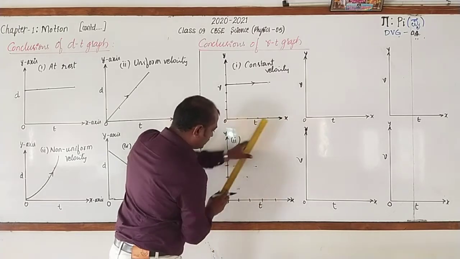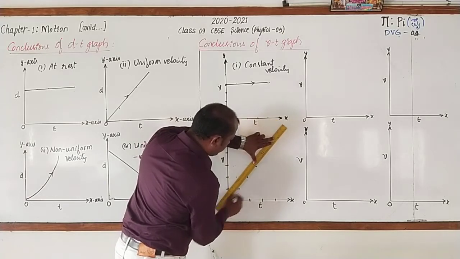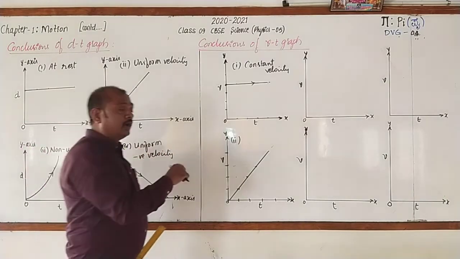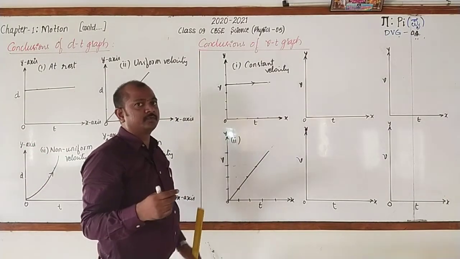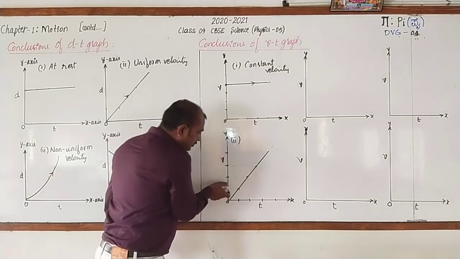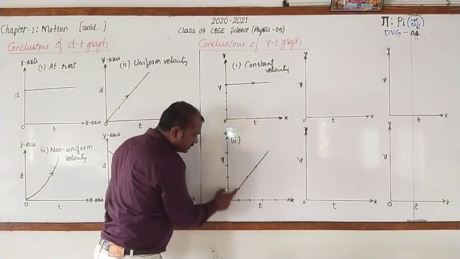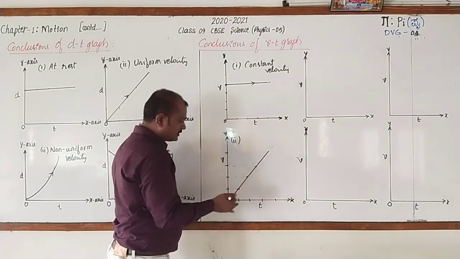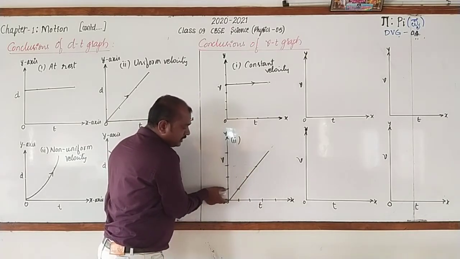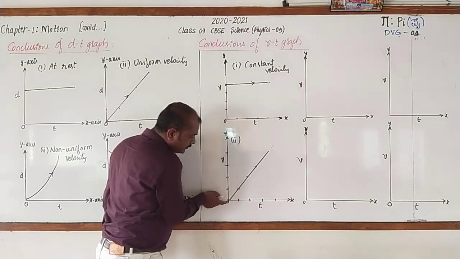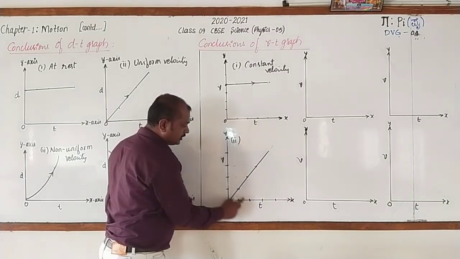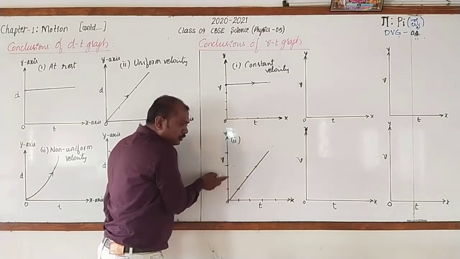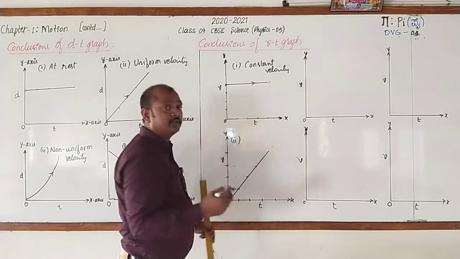Then observe. Now look here. We all know that VT graph gives acceleration. You can come to know that change in velocity in unit time. In every unit time, the change in velocity is same. Look at within 1 second, the body has changed its velocity from 0 to 2 meter per second. In the next second, the body has changed its velocity from 2 to 4. That means again 2.